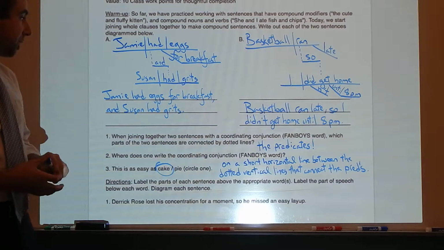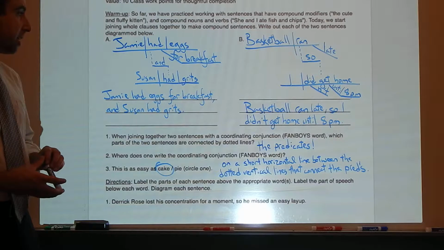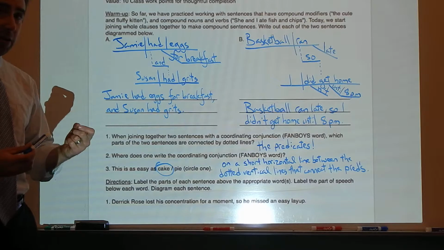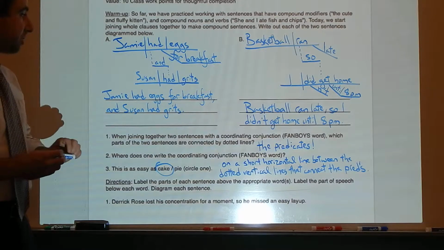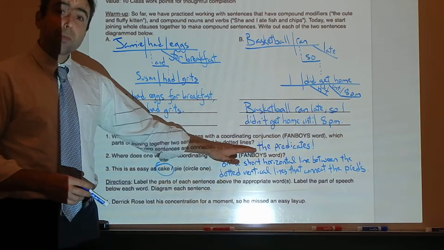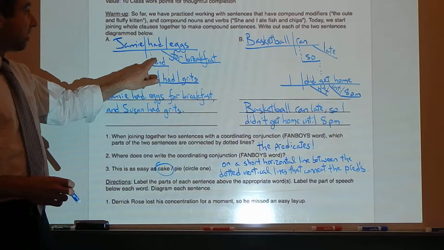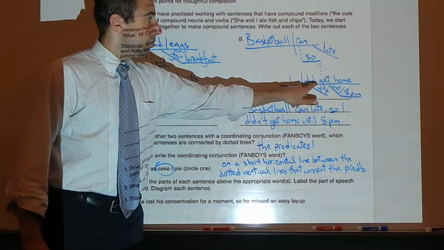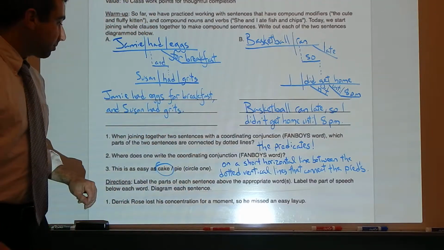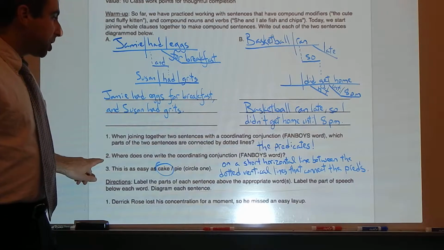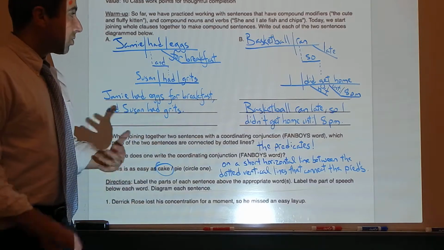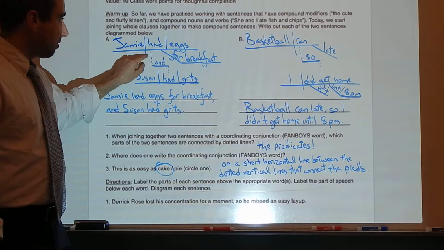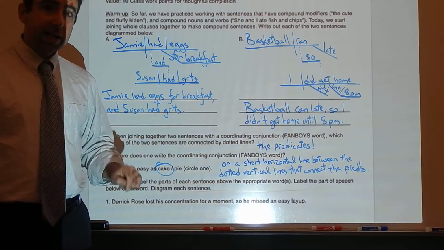Moving on, number 1, when joining together two sentences with a coordinating conjunction, aka a fanboy's word, which parts of the two sentences are connected by the dotted lines? It's the predicates. I hope you can see that. And connects had with had in the first sentence. So connects ran with did get in the second. Where does one write the coordinating conjunction? This is a little complicated to describe, but easy to see: on a short horizontal line, between the dotted vertical lines that connect the predicates.